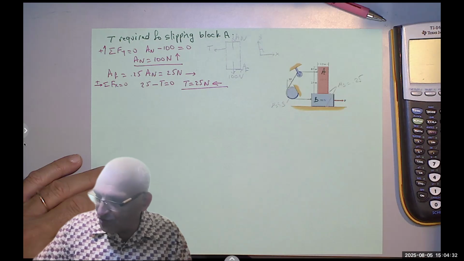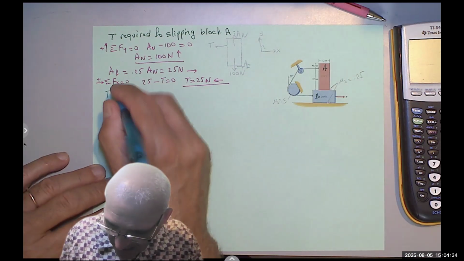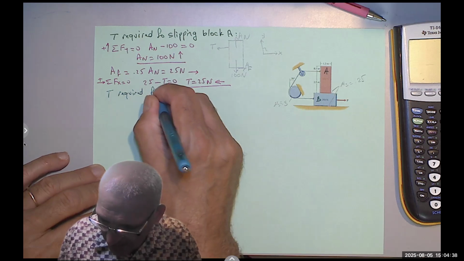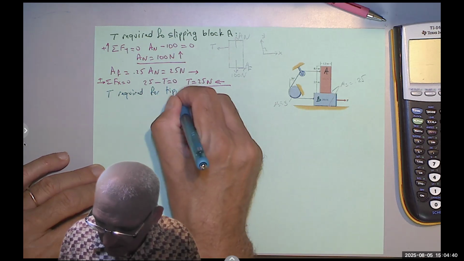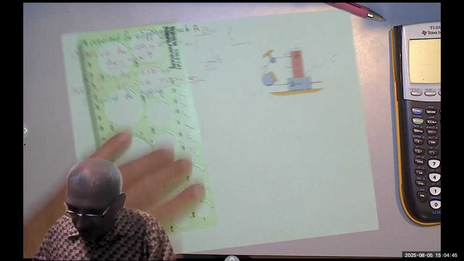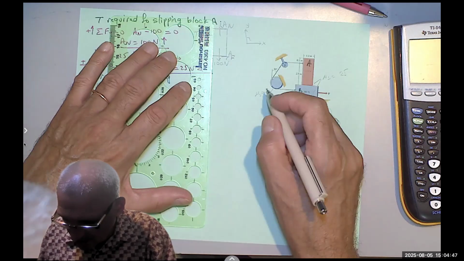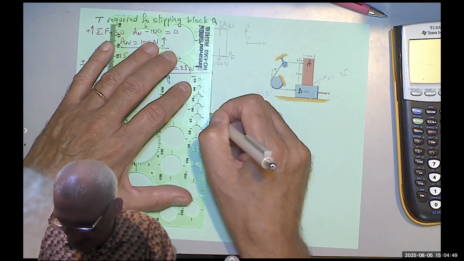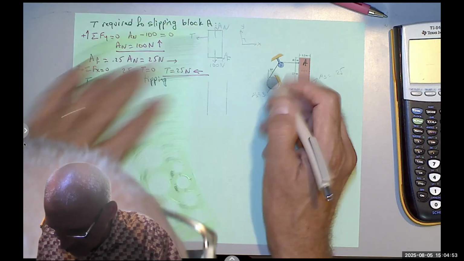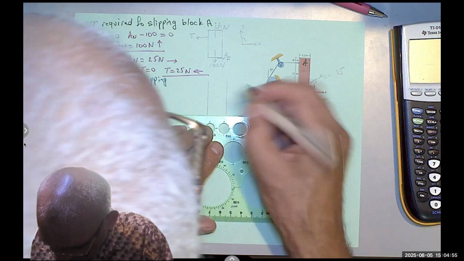Now, let's do T required for tipping. Okay, so quickly we are going to draw another rectangle. And here you don't need to show X and Y.